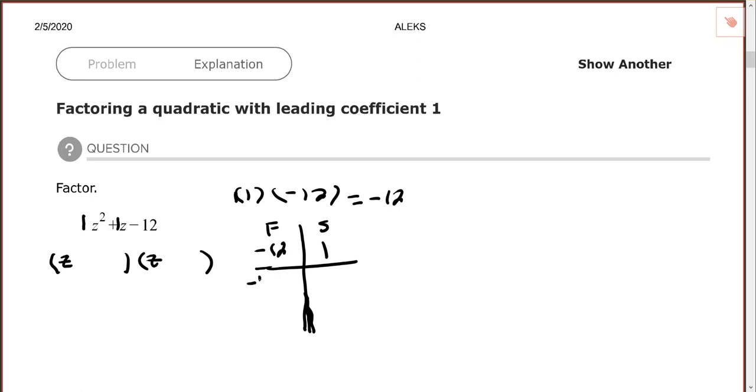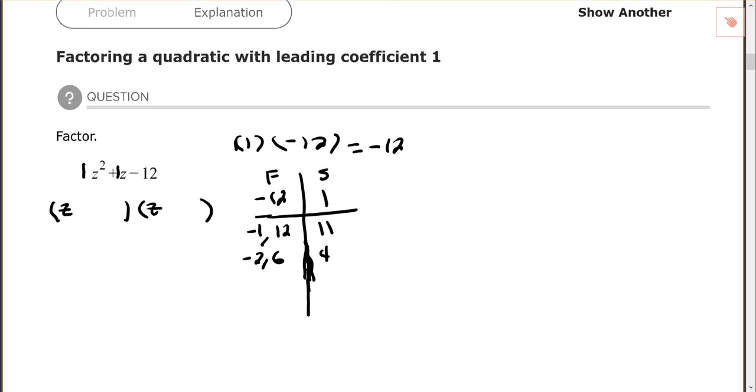So I know 1 will go into 12, 12 times. So we're looking at negative 1 times positive 12. Negative 1 plus 12 is 11. That doesn't work. 2 will go into 12 6 times, so negative 2 times 6 is negative 12. Negative 2 plus 6 is 4. 3 will go into 12 4 times. So negative 3 and positive 4. The sum of that, negative 3 plus 4, is 1. So those are the two factors I need. So quick and easy, I take those two factors, write them there, and we're done.